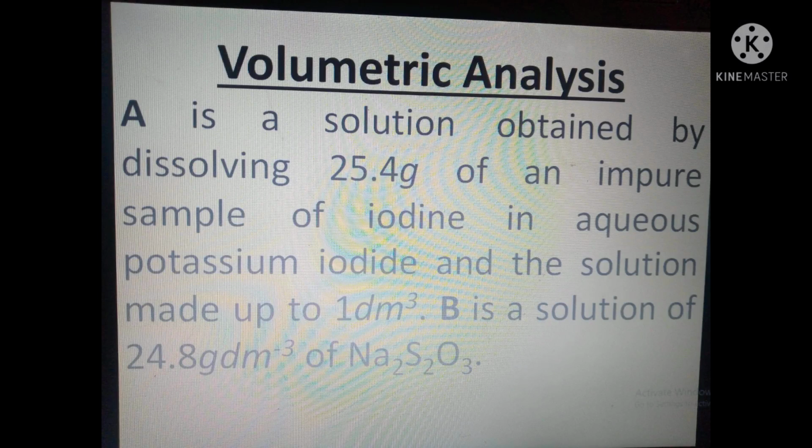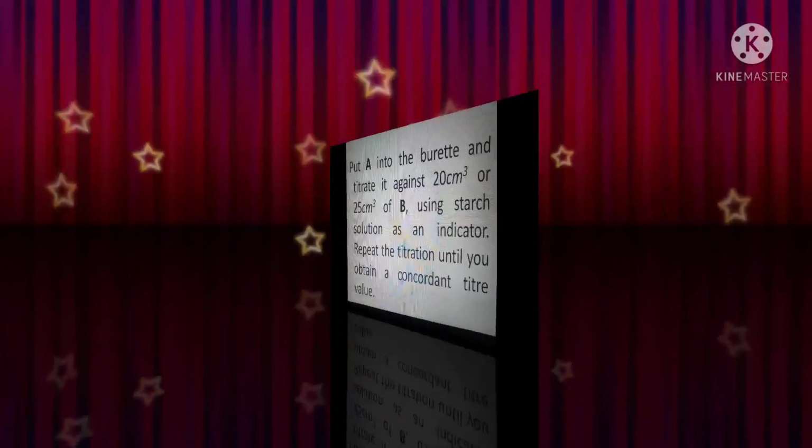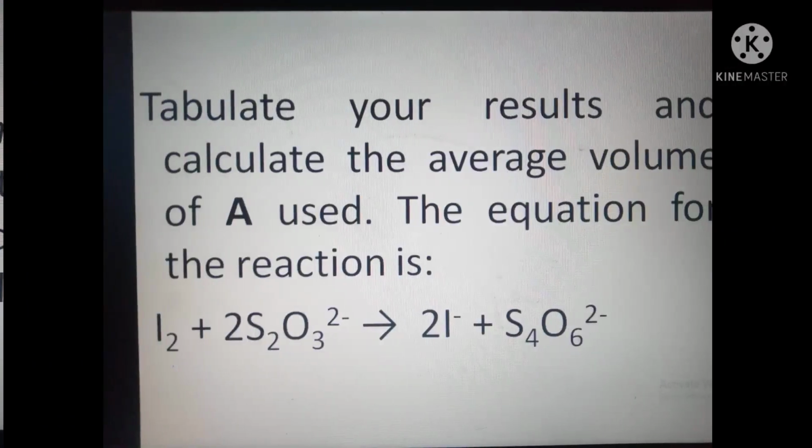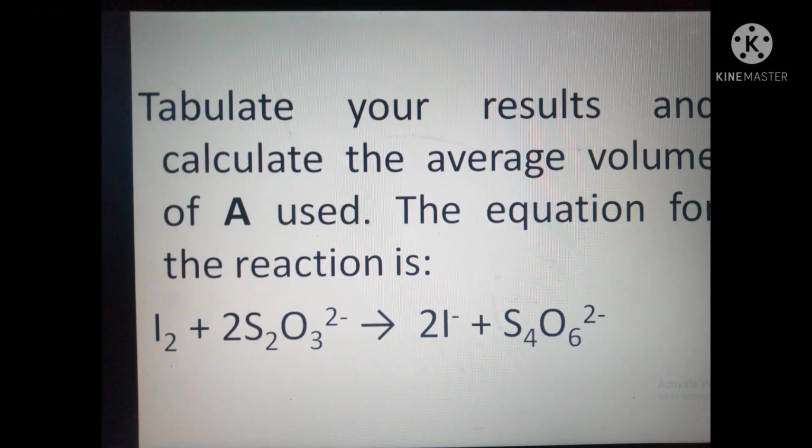Now the instructions: put A into the burette and titrate it against 25 or 20 cm³ of B using starch solution as an indicator. Repeat the titration until you obtain a concordant titre value. Tabulate your results and calculate the average volume of A used. The equation for the reaction is as given here. And then we have B.